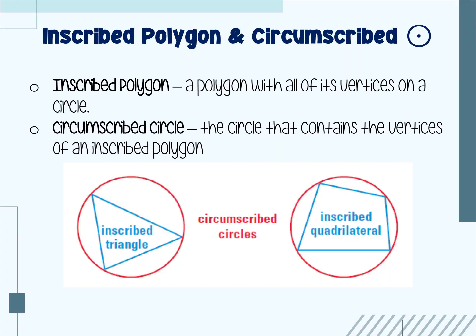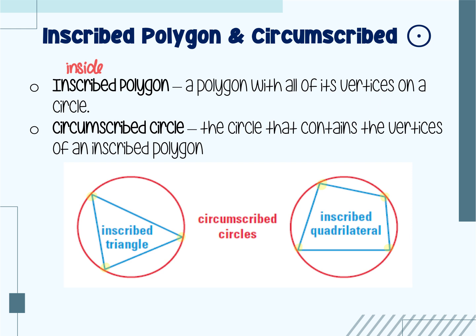All right, inscribed polygon and circumscribed circles. Inscribed polygon, just so you know, some of you are probably wondering what the word inscribed means. It just means inside. So that means I have a polygon inside my circle, a polygon with all of its vertices in a circle. So if you're looking at these diagrams, notice that all the vertices of my polygon are on my circle, but the polygon is inside the circle.